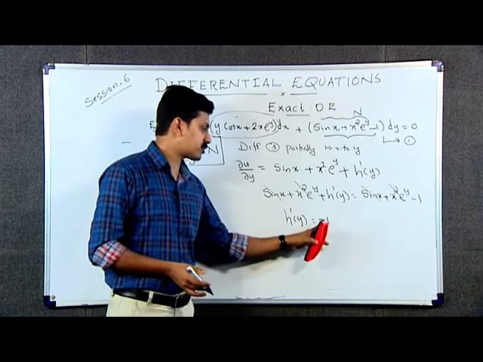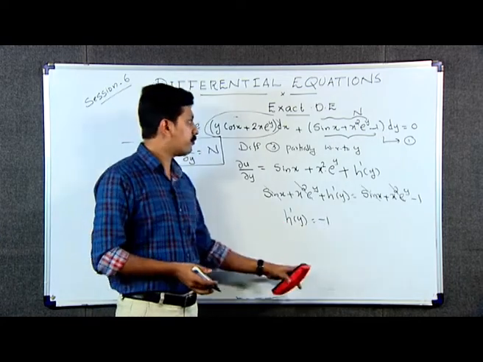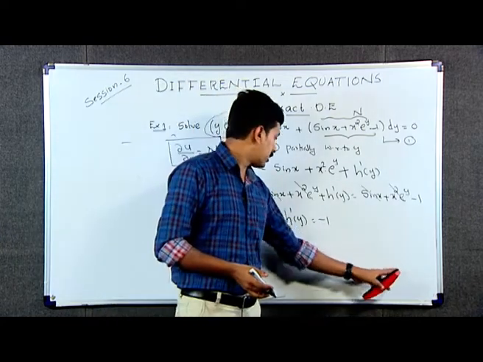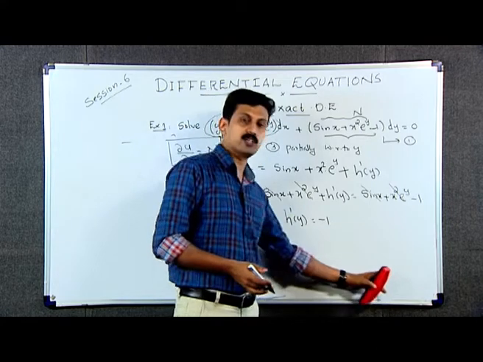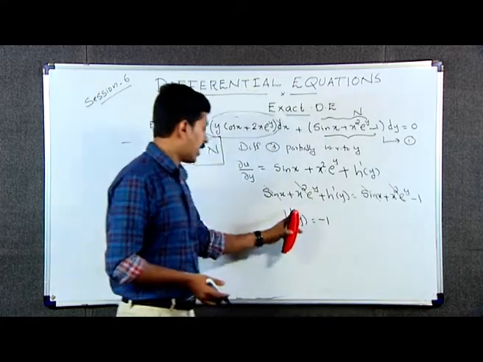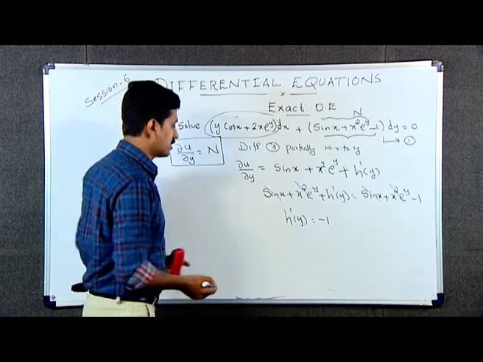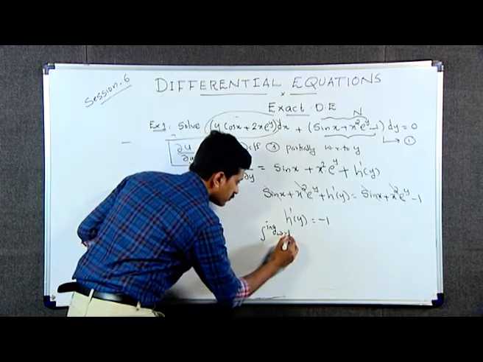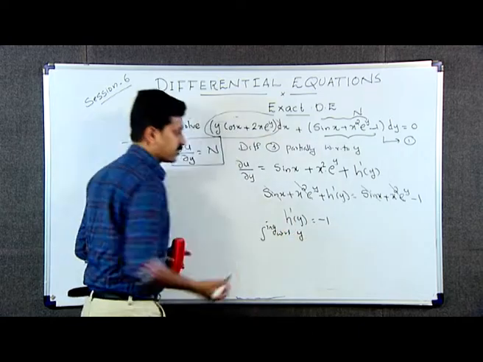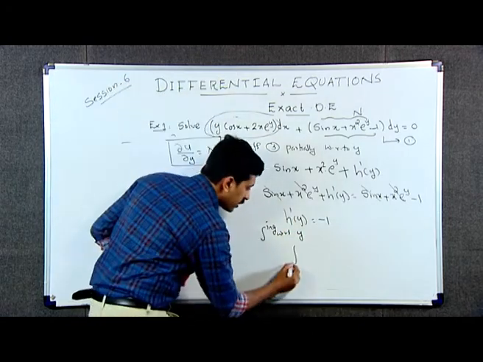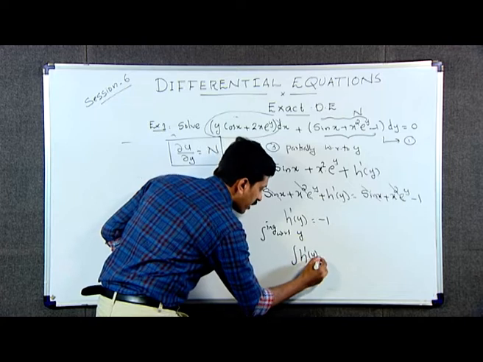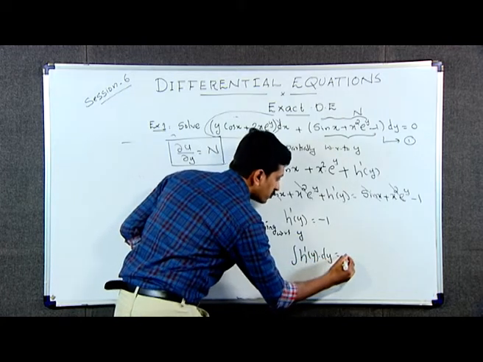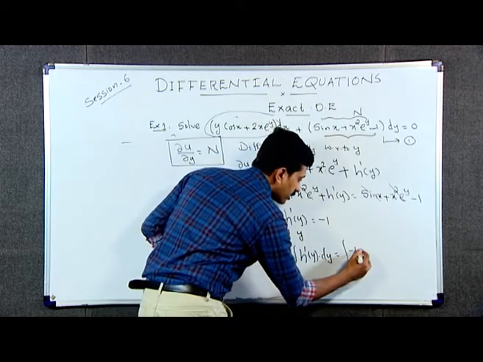Since h dash of y is equal to minus 1, our aim is to put the value of h of y in equation 3. Therefore, we integrate with respect to y: the integral of h dash of y dy is equal to the integral of minus 1 dy.